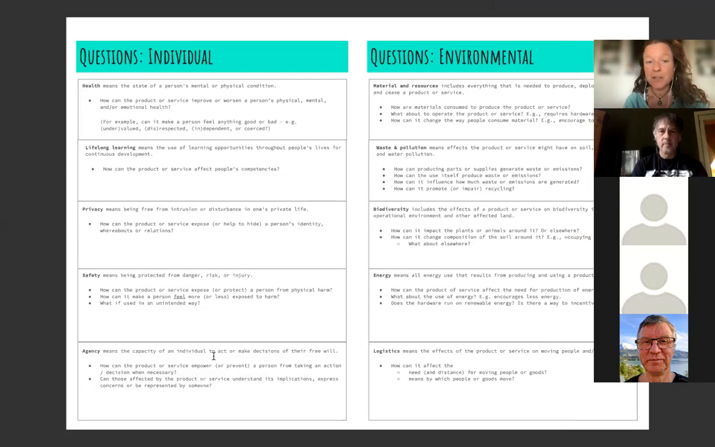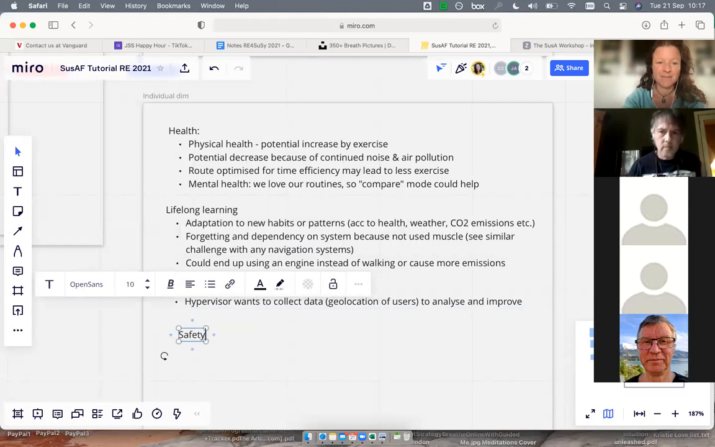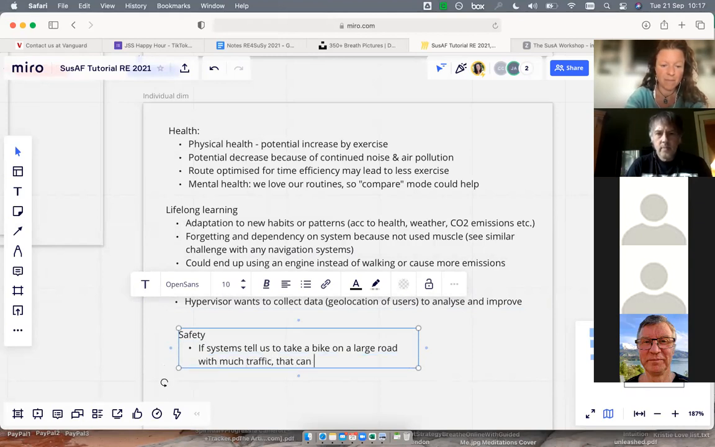Safety. Being protected from danger, risk, or injury. Is there a way how the service could either expose people to danger or have them feel less exposed to danger? Yes. As if I tell you to take the bike on the highway, that's a problem. Now I am exaggerating a bit, but I can assure you I tried our system against systems from the competitors, and some of those, I will not say which ones, will tell you to take a very busy road with your bike instead of going through side roads or streets. Mm. And that is dangerous, of course.